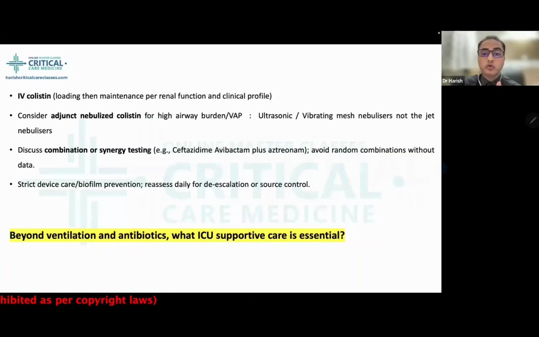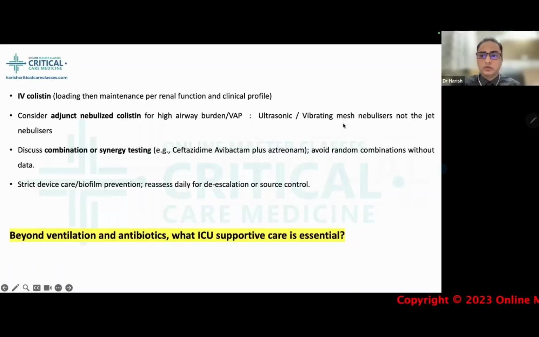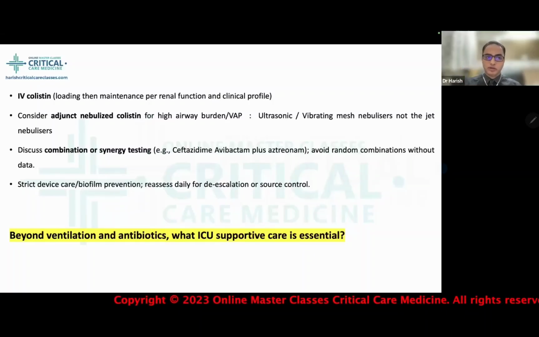We should use an ultrasonic nebulizer or vibrating mesh type of nebulizer, not the jet nebulizer which we use for giving a bronchodilator. We want colistin to reach the alveoli. For that, we need particle size of less than 5 micron. That will happen only with an ultrasonic or vibrating mesh nebulizer. The jet nebulizer helps in bronchodilation, so that is the purpose of the jet nebulizer.